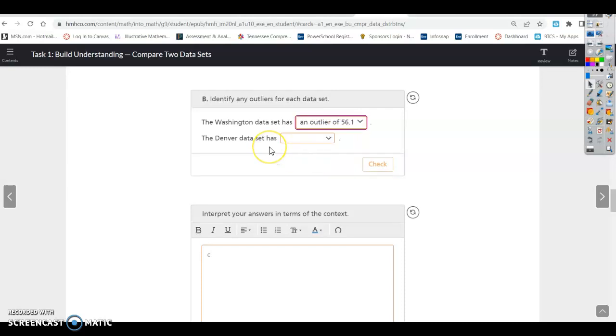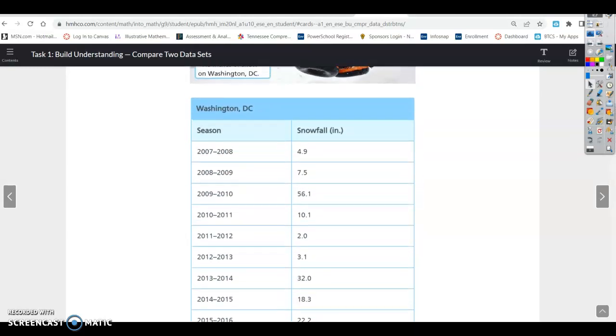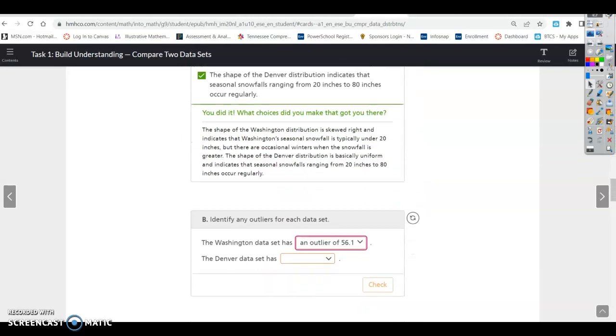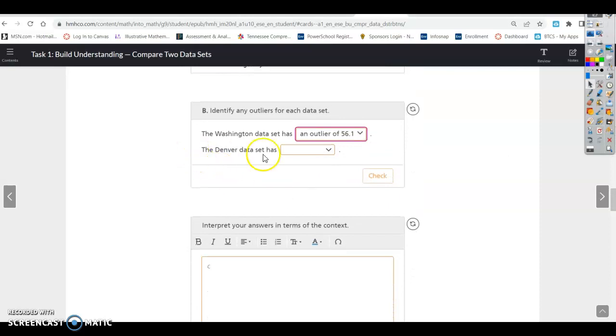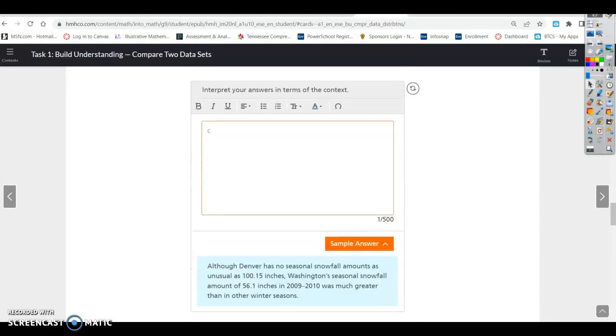56.1. All right, so that would be the Washington data outlier. And if you go back to the table up here, you can see the 56.1, that was that third year, which was represented on the really high bar on the graph. All right, the Denver data set, I do not think it has any outliers. It kind of all falls between that 20 and 80 mark there.